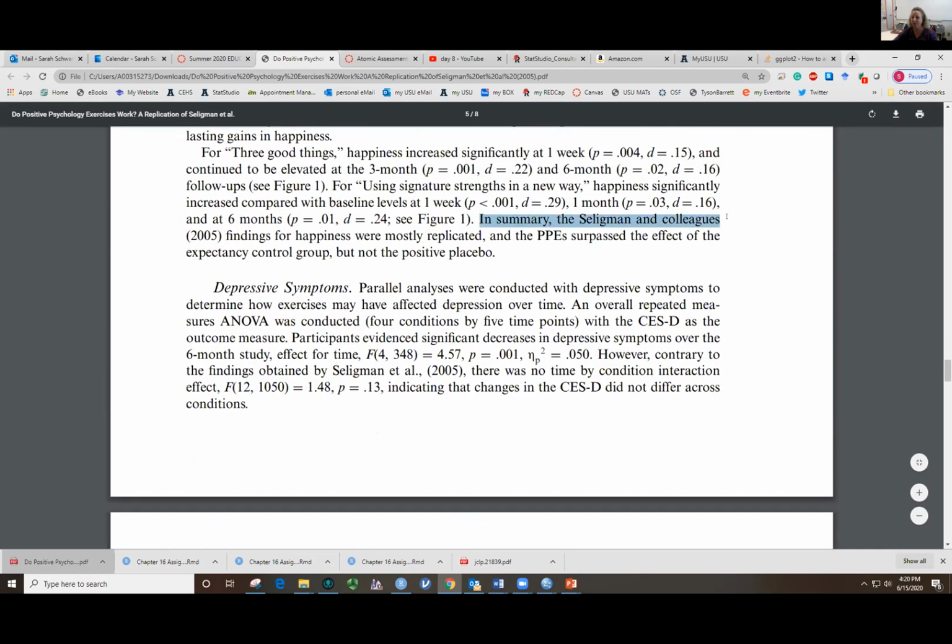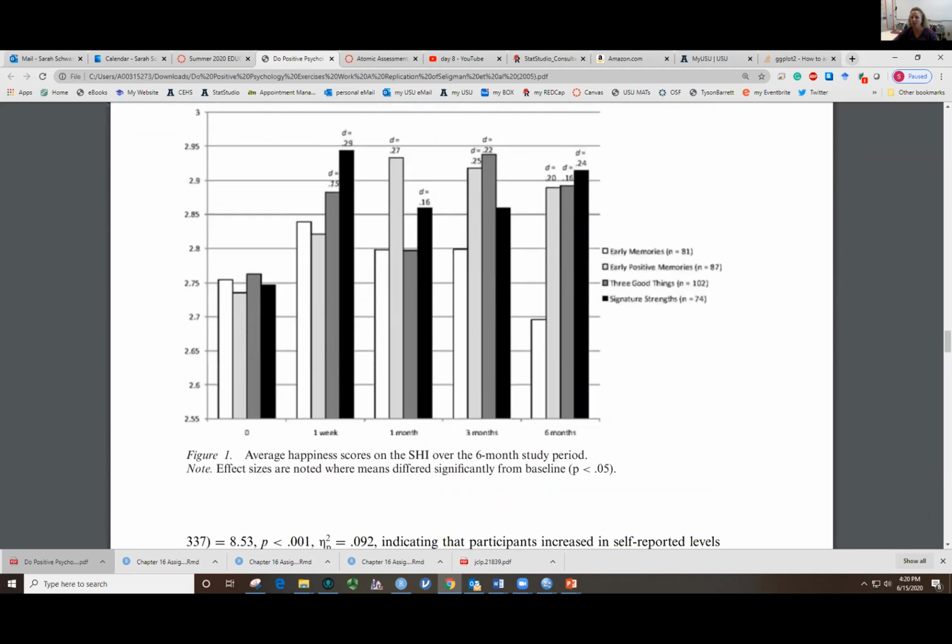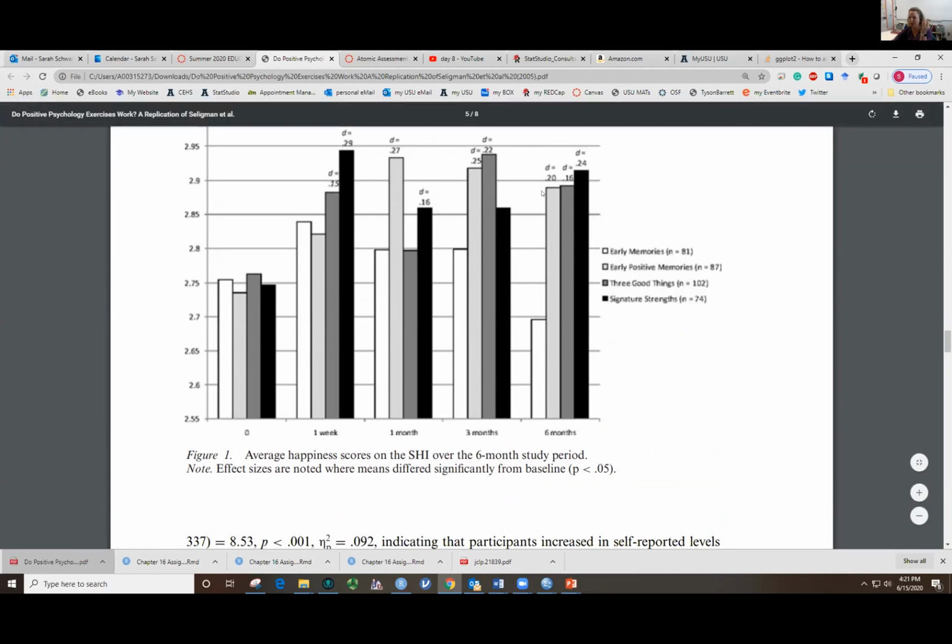And then in summary, they found the results were mostly replicated, and these positive psychological exercises surpassed the effect of the expectancy control group, but not the positive placebo. So all three, these two, the dark gray and the black, are the groups they're trying to compare to. Then they both outdid the placebo group, but not this positive placebo group that they added that the original one didn't have. And this is where they just had to think about positive past memories of your life.